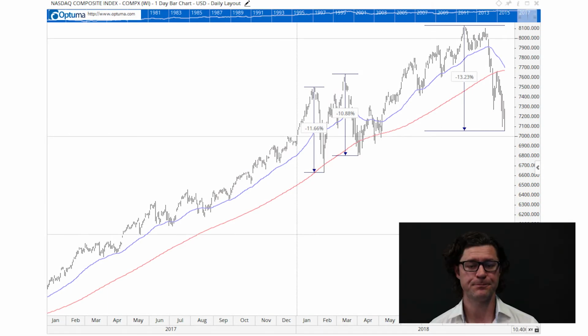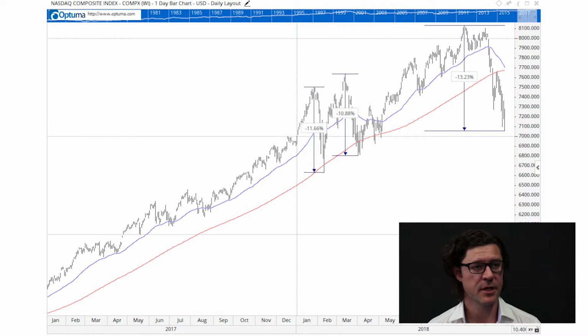So let's have a look at the Nasdaq. I'm going to bring up a chart of that now. And as you can see, the latest correction we've seen is just a bit over 13% from the peak so far, which is a lot greater than the corrections we saw early on in the year. The other feature to note about the chart is that the moving averages, the blue and the red lines on the chart there, are about to cross over to the downside.